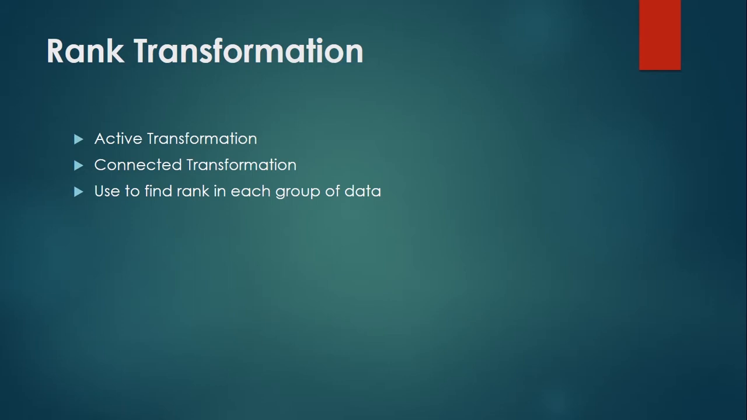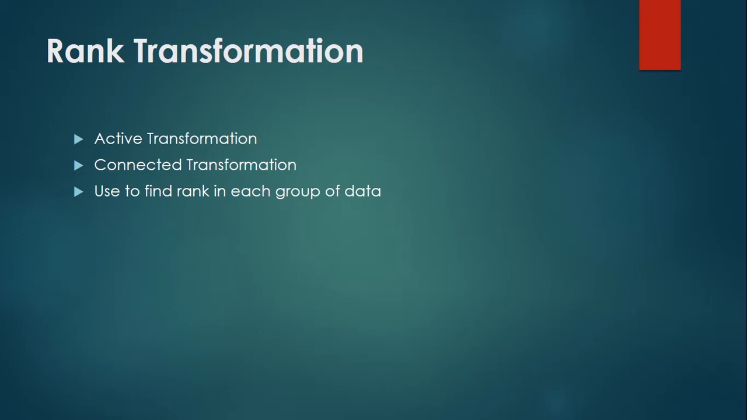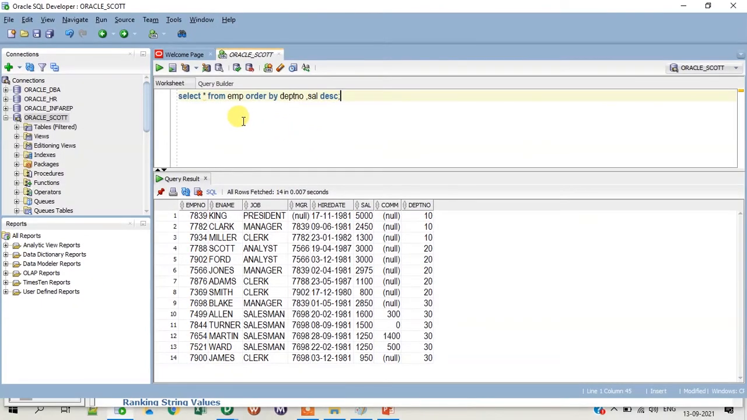So today we'll see about the rank transformation. Rank is basically an active kind of transformation. It means that the number of records that are input to the rank transformation, the output is always less than the number of records that are input. Then it's a connected kind of transformation. It means that this transformation is connected within the pipeline in the mapping. Then the rank transformation is something that we use to find the rank in each group of the data. So now let's take an example for this.